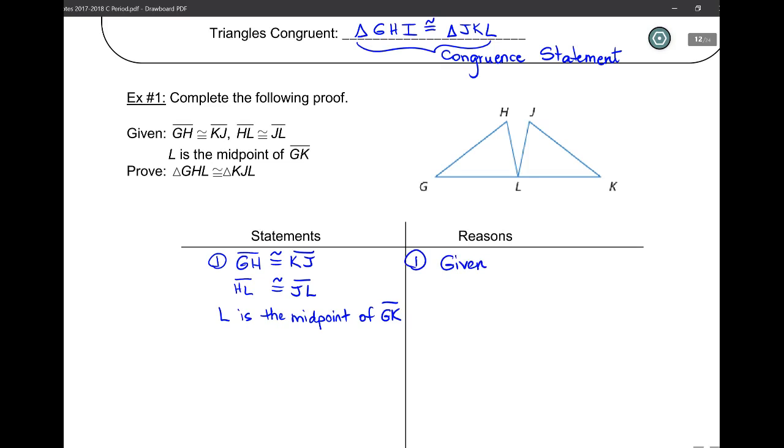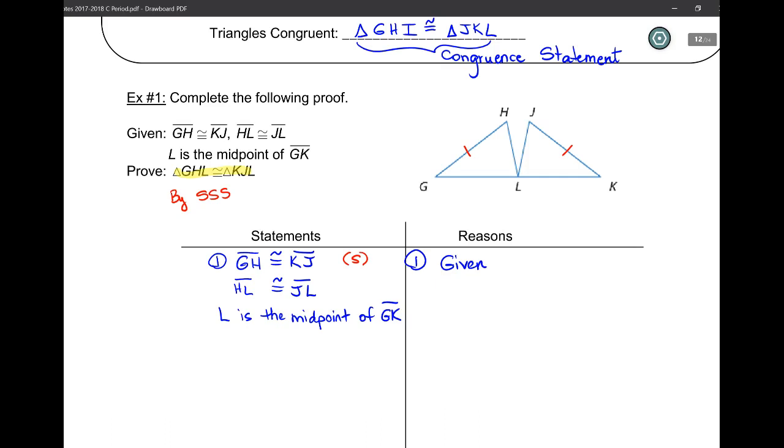Now, since we want to prove the two triangles congruent, we could try to go through the process of proving all 3 sides and all 3 angles are congruent, but we don't have any information about the angles. So we're going to try to prove this by side, side, side congruence. So we want to get all 3 sides. Now, as I look at the given statements, we have GH and KJ. That's already 1 pair of sides. So I'm just going to put an S there next to it. You actually don't need that as part of the proof. I'm just going to put that in so you can see, as we go step by step, what the missing pieces are.